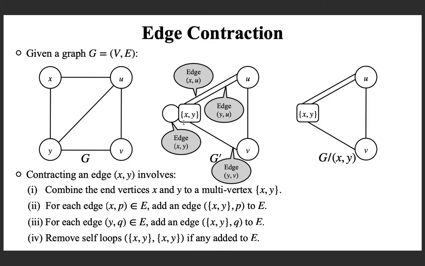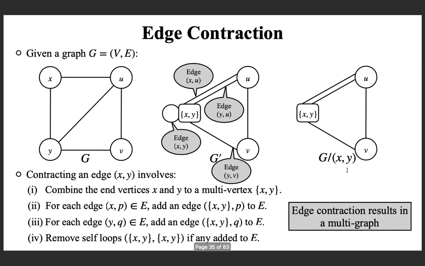This is a simple operation to perform. You take an edge, contract it, meaning combine those end vertices, and do all these four operations. And this is a notation saying that the graph G is contracted with edge xy. So the edge contraction xy is applied on the graph G, that is this notation.